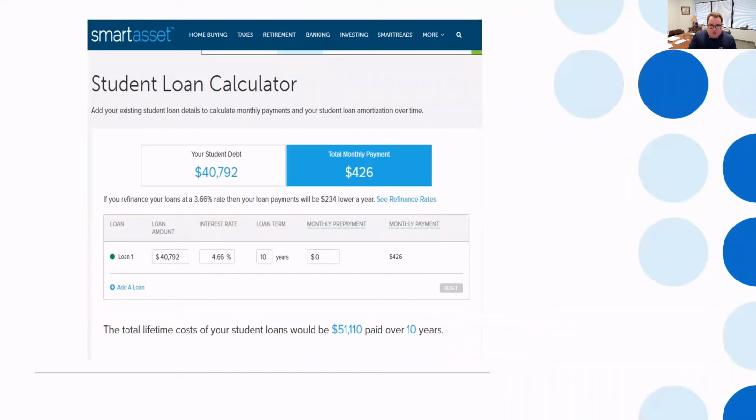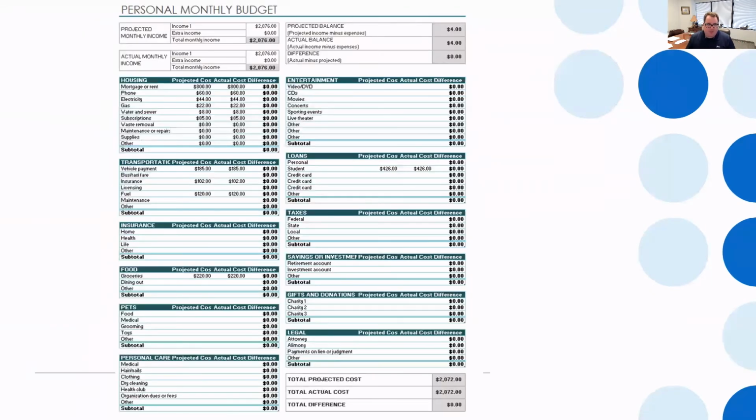So just so everyone knows, federal loans are amortized over 10 years. Smart Asset gave us an interest rate. So we're looking at $426 a month. So now we know take-home pay, and we know the servicing cost of the debt, the loan payments. Then we're going to take all that and build the budget.